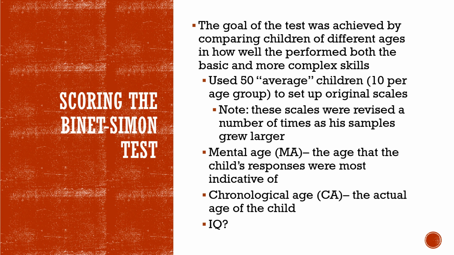Chronological age dealt with the actual age of the child, and mental age dealt with the performance that the child displayed, and of which age group, out of all the different groups that Binet had tested and standardized, their performance was most indicative of.